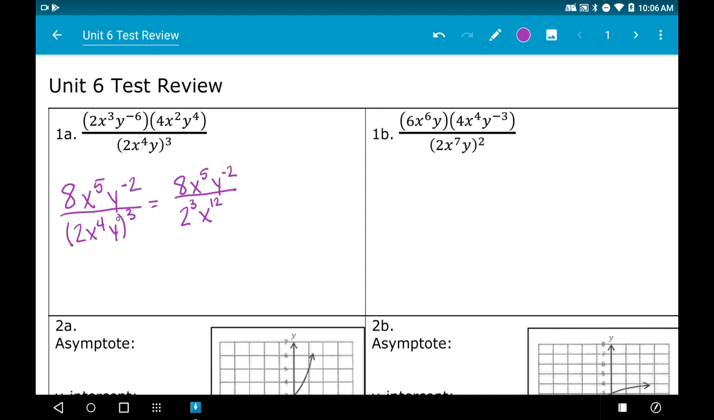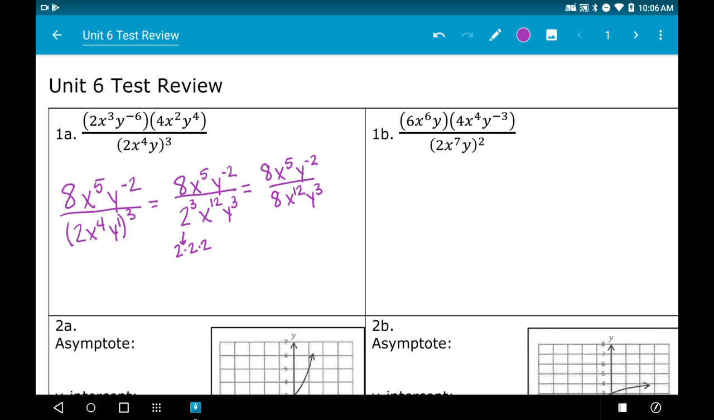Then 1, remember there's a 1 on this y. 1 times 3 would be y to the 3rd. So then I have 8x to the 5th, y to the negative 2, all divided by. Now with this 2 to the 3rd, be careful that you don't do 2 times 3, because this is really 2 times 2 times 2. So 2 times 2 is 4, times 2 is 8. Then of course I have x to the 12th, y to the 3rd.